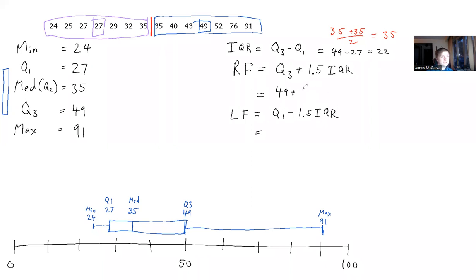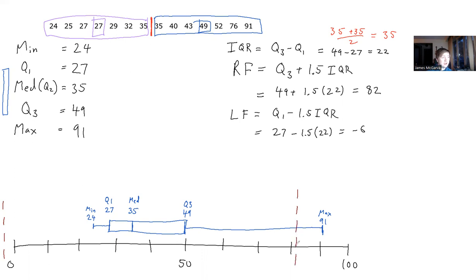Happens to everyone. So 49 plus 1.5 times 22, which is 33. So 49 plus 33 is 82. And then here we have 27 minus 1.5 times 22. So 27 minus 33 is -6. So where are my fences? My fences end up being at -6, so like down here, and at 82, so like around here.